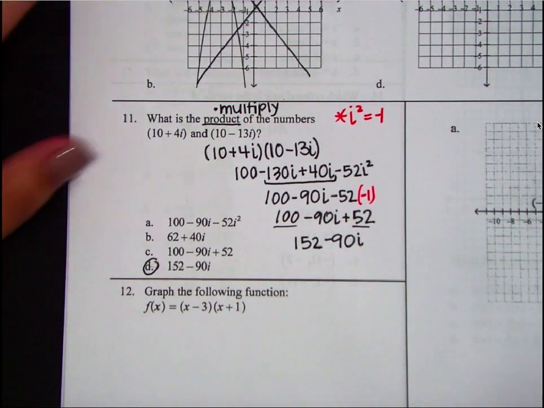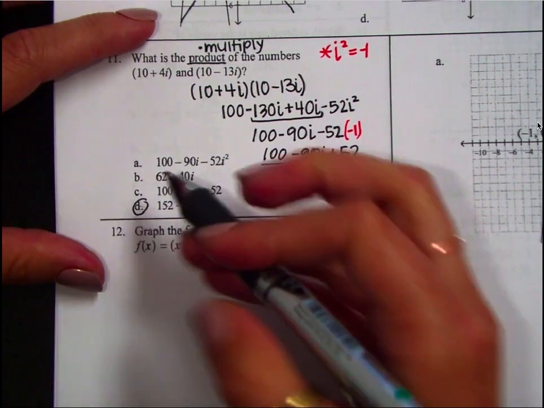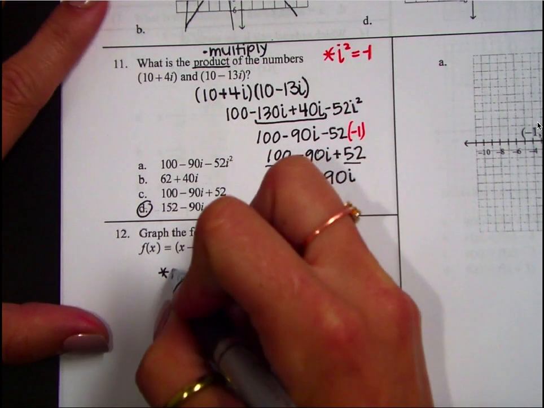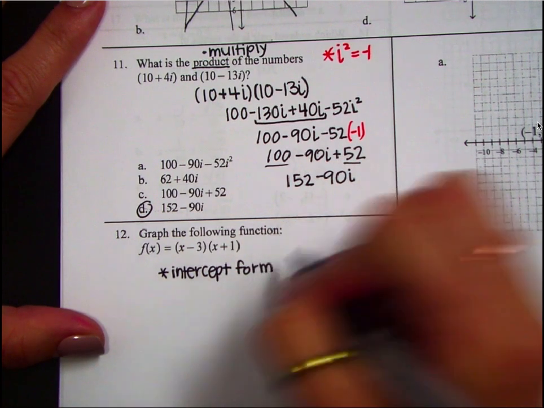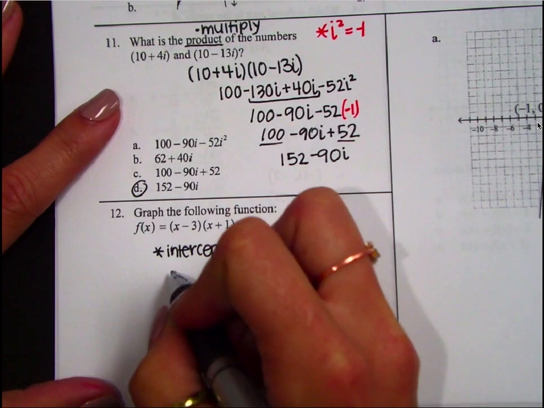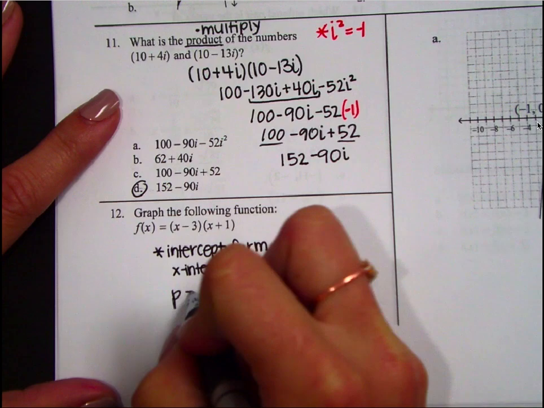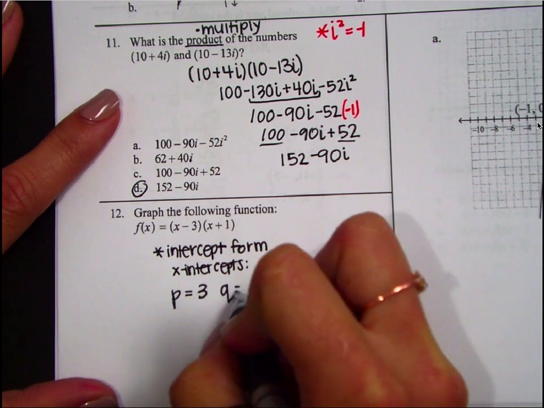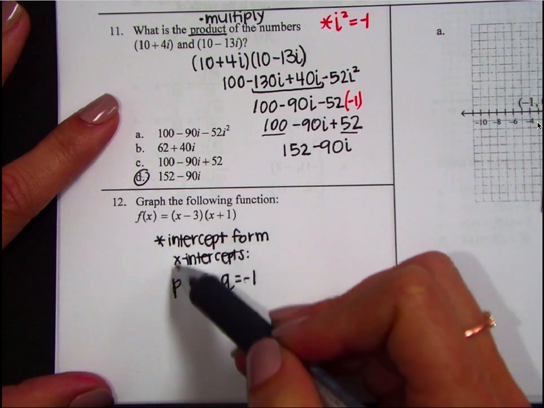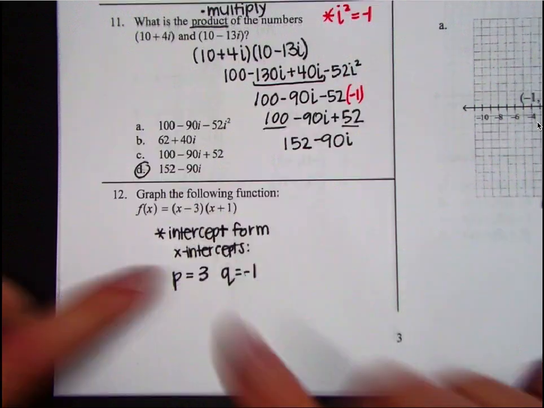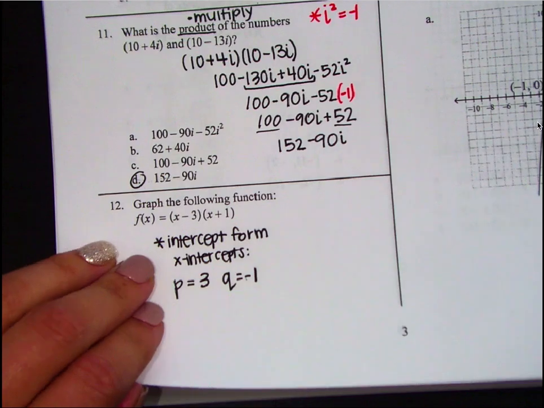Okay, number 12, we're going to graph the following function. So this right here, we have intercept form or factored form. So this will already tell us what our x-intercepts are. Okay, so our x-intercepts are going to be positive 3 and negative 1, because if we were to set these equal to 0, the signs would change. Or just taking them out from parentheses, signs change. So I need to look where my graph crosses at 3 and -1.